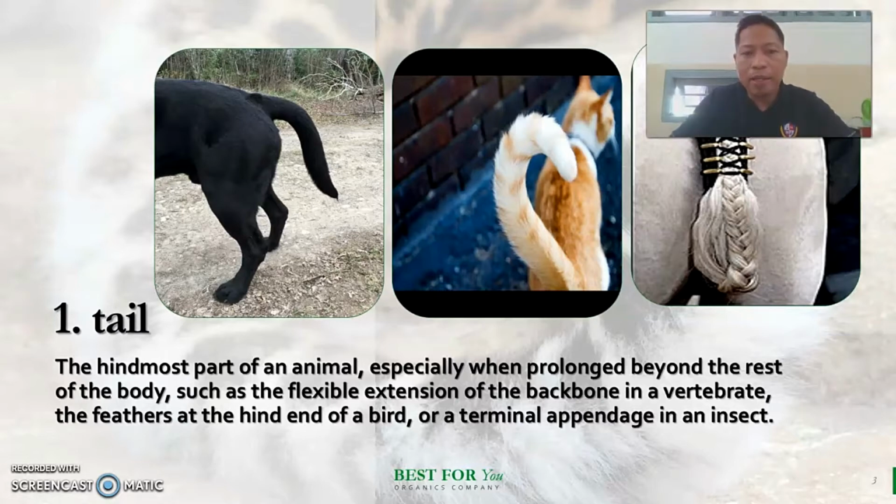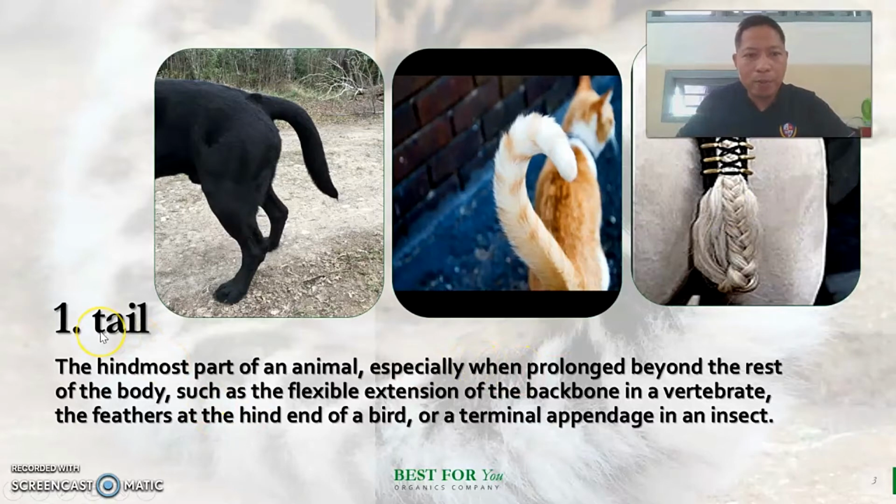And the feathers at the hind of the bird, the terminal appendage in an insect. So meaning this is not just in the dog, in the cat, in the horse. It can be found in the birds as well. Every animal has a tail.